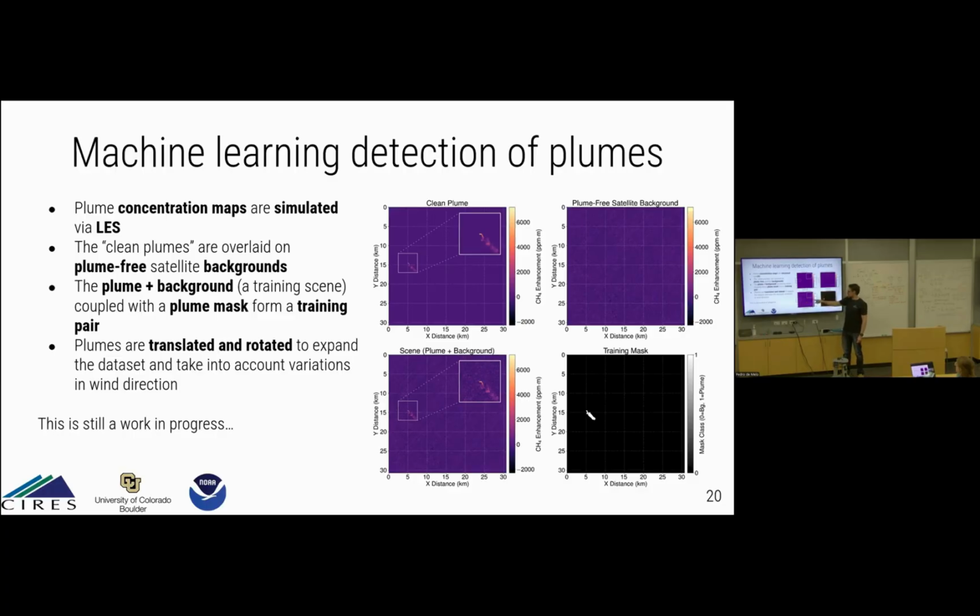Then what we do here is we shift this around because the plume can be coming from different areas, different platforms. It can be coming from pipes or from other junctions between gas transport lines or oil transport lines. And then we can rotate those plumes to expand the data set and take into account variations in wind directions as well. So the plume mask will be shifted and rotated accordingly.